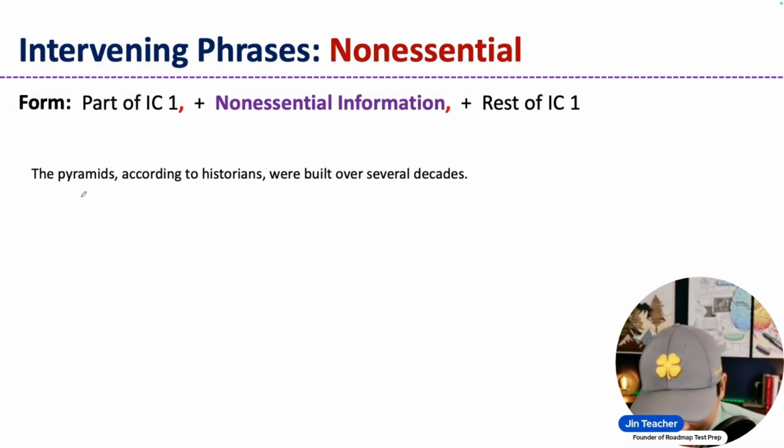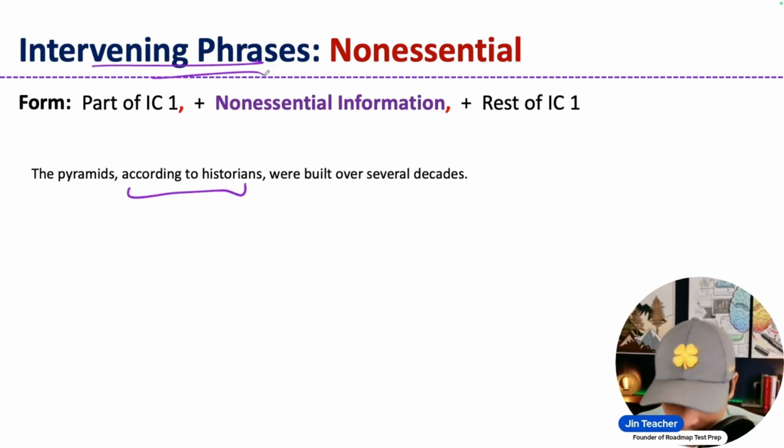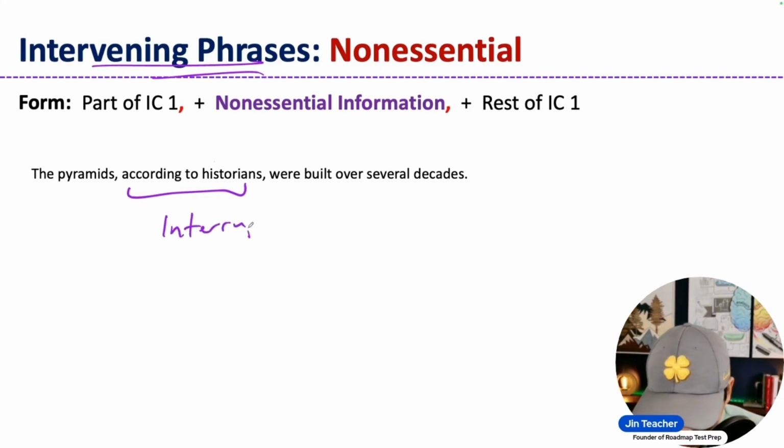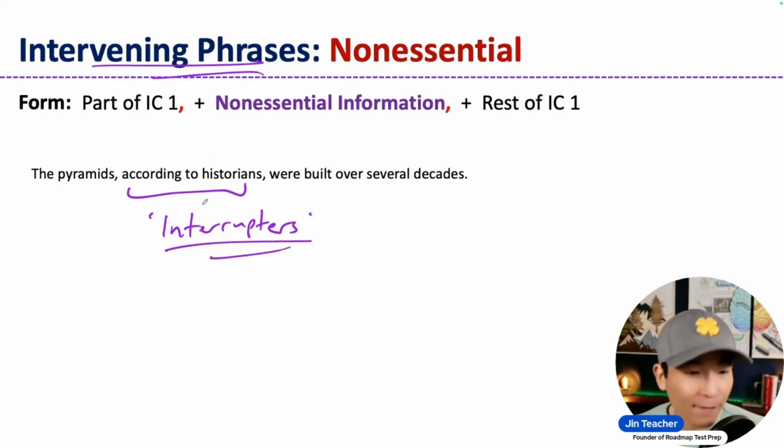So we'll read an example sentence, you guys, and this will help you to understand what intervening phrases are. Okay, so the example sentence says, the pyramids, according to historians, were built over several decades. So according to historians is your intervening phrase. So guys, an intervening phrase is basically a group of words that just kind of interrupts the flow of the sentence. I kind of call these interrupters. They interrupt the flow of the sentence.